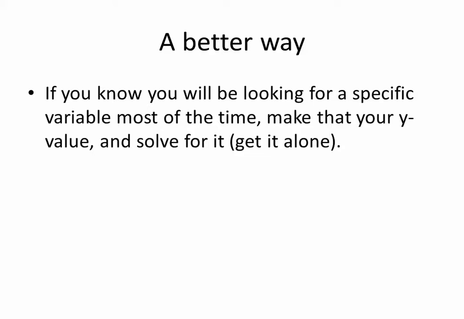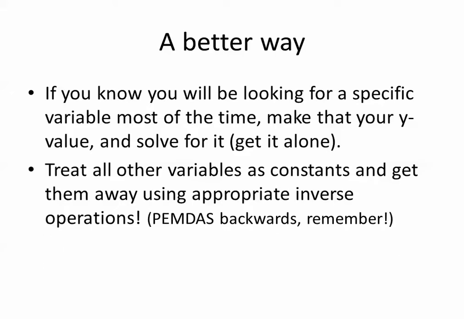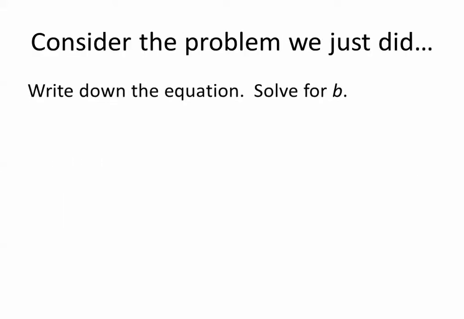If you know you're looking for a specific variable most of the time, like in the last problem we were always looking for the b, we were given the profit, and so we were looking for b. That is going to become our y value, and so we'll solve for it, meaning we'll get it alone. The fact that we don't know what p is yet is fine. We'll still just be able to get b by itself. We're going to treat all the other letters as constants. And therefore, we can move them using our appropriate inverse operations like you have been for the last week and a half now. Okay, let me show you with the one that we just did.